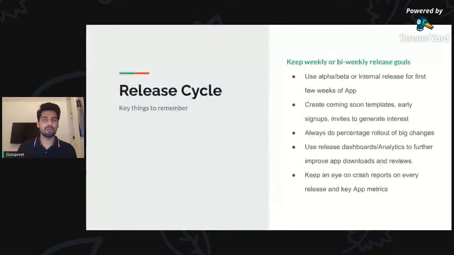So whenever you're launching your first version, always use alpha, beta, or internal releases for the first few weeks of the app, because your first app usually has some issue or something that you didn't know. If the app is crashing in production and people leave, the first impression reviews will be bad, and later, after you have fixed everything, people coming will see those bad reviews already.